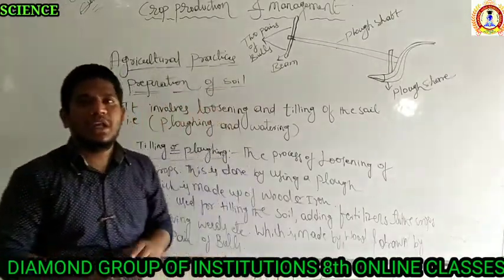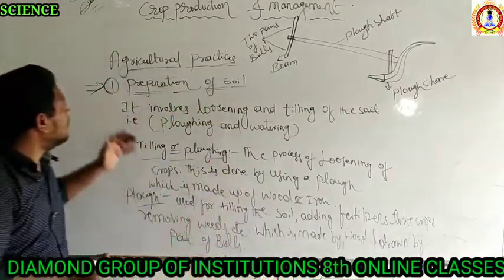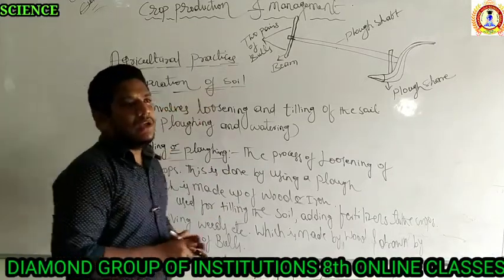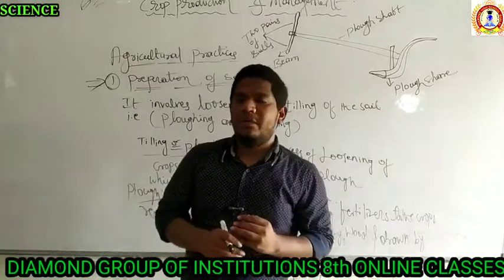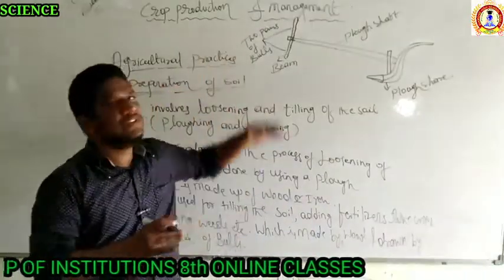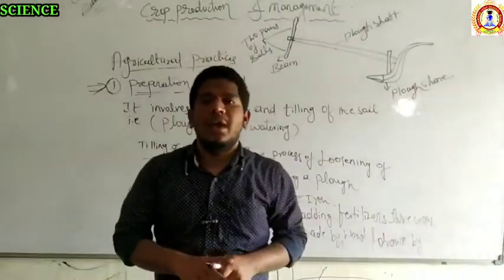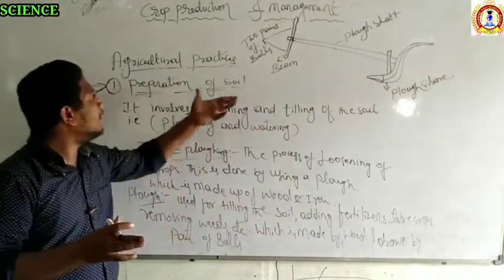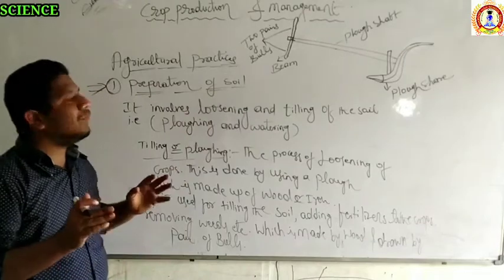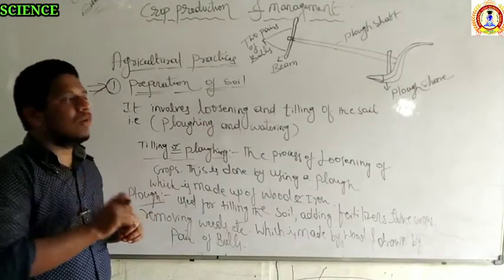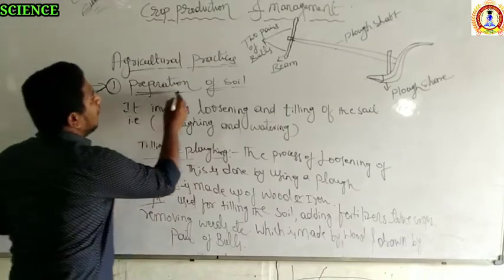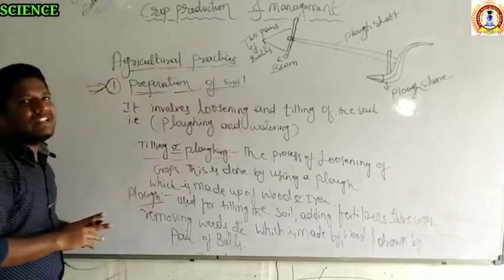Students, we now discuss the agriculture practices one by one. Which is the first agriculture practice we are going to do? Preparation of the soil. If you belong to a farmer family, you will understand very easily how crop production is done. Even I belong to a farmer family, and I visited many times when the preparation of soil was done. You will understand this chapter very easily because preparation of soil is the first method of agriculture practice.